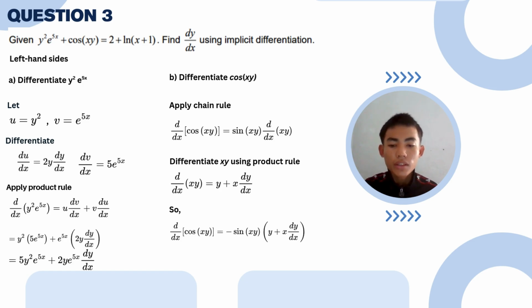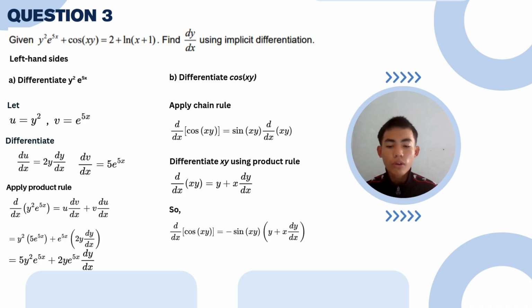As for part B, we differentiate cosine of xy. Using the chain rule, the derivative of cosine of something is negative sine of that something times the derivative of the inside. The inside is xy, so negative sine of xy times the derivative of xy. The derivative of xy is the product rule: y times 1 plus x times dy over dx, so y plus x dy over dx.